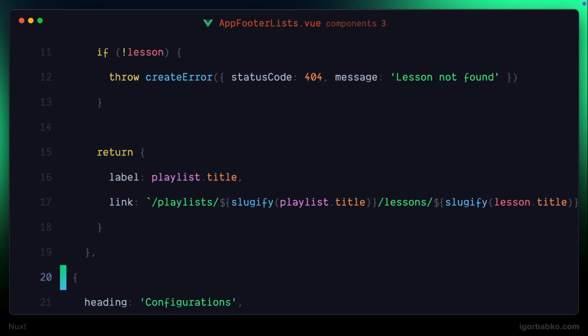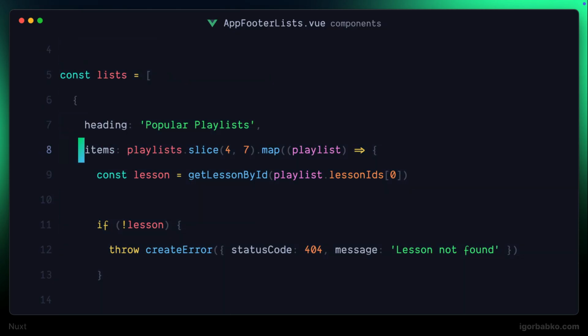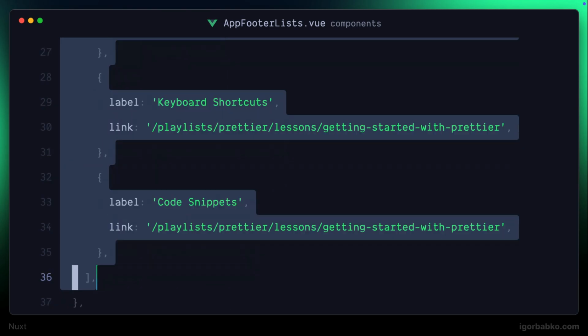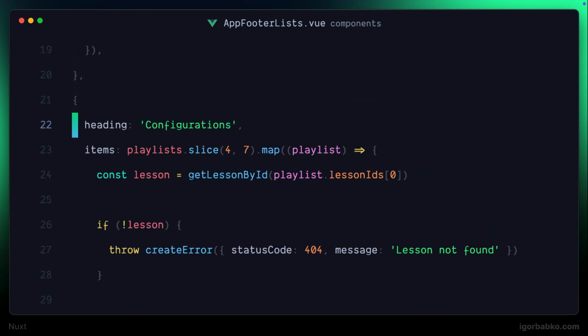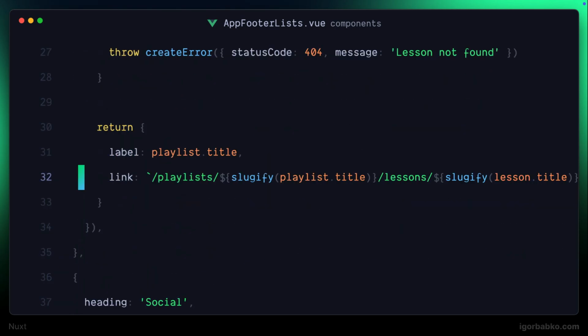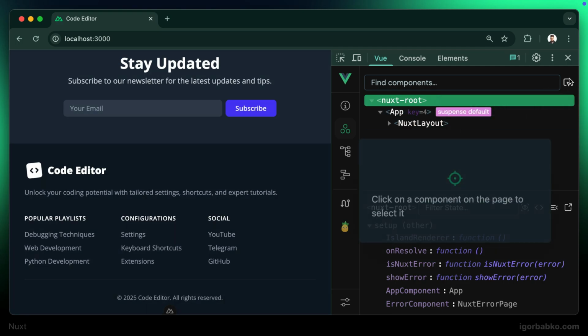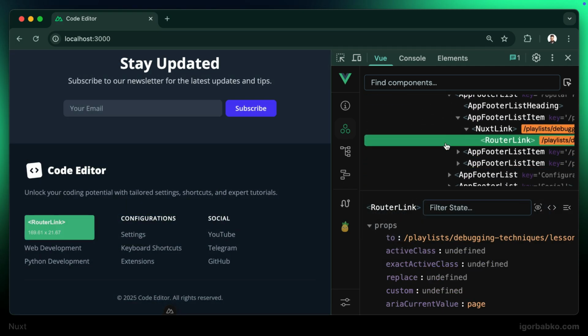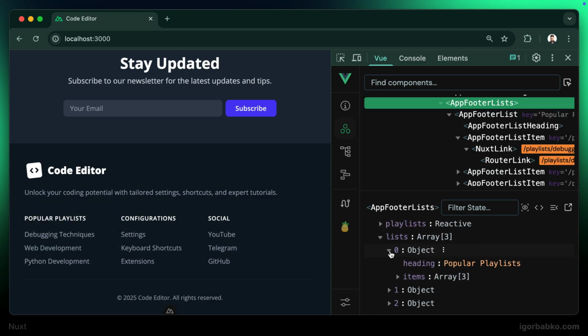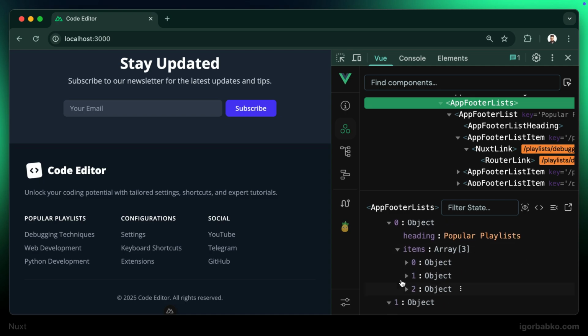Now let's do the same for the second one. I'm going to copy this whole logic and paste it within this second object. This object represents the second list in the footer. For this list, we're going to use different playlists, let's say first, second, and third. And the rest of the logic will remain the same. After doing this change, we're not supposed to see any differences in the footer. Well, actually we have used different objects for some of those links, so that is why we're seeing different text of some links in the footer. But the structure remains pretty much the same.